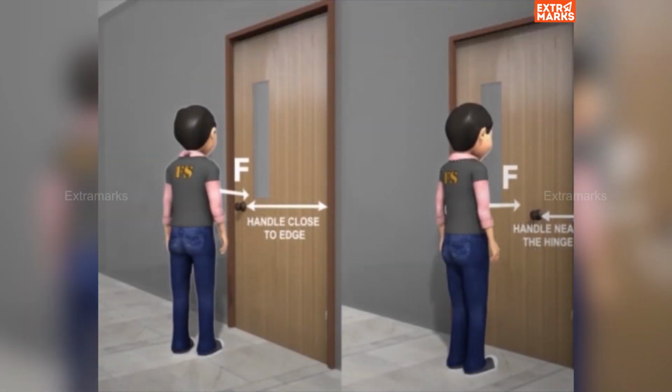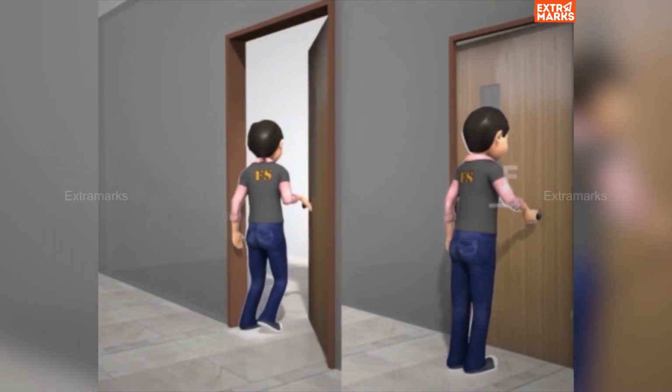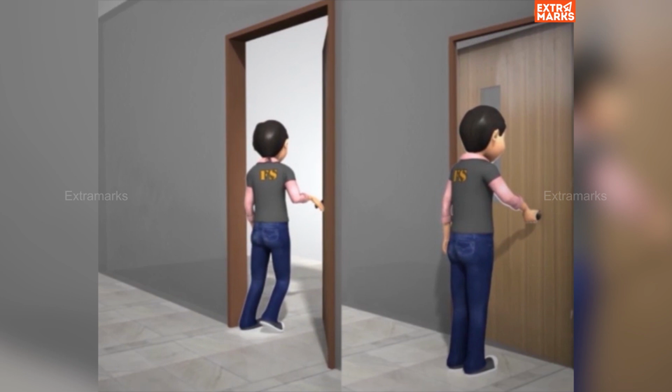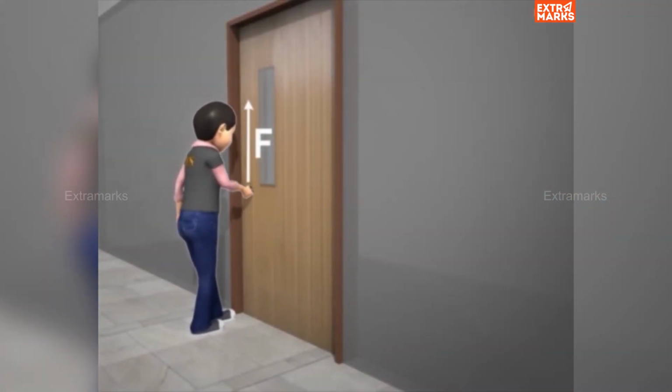Due to this reason, doors are designed with handles close to the edge and not near the hinges, or else it will be difficult to open the door. Applying the force in a direction other than the perpendicular direction also makes it difficult to open the door.